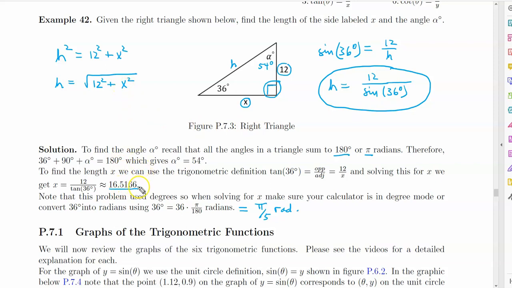Now, if you took out more decimal places here in your approximation for x, then you would get a reasonably good approximation up here for h. But it's a little easier just to use this trig definition over here if you're using your calculator.